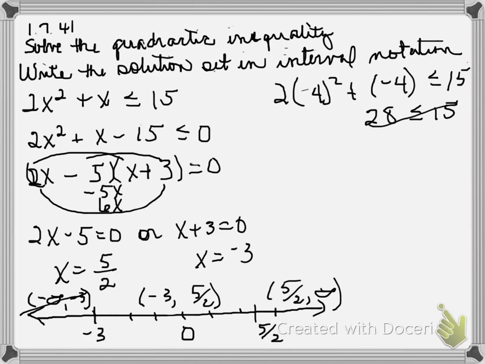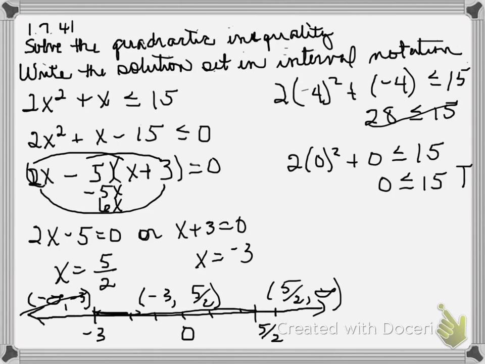All right, then let's try in between. Let's use the 0. So you would have 2 times 0 squared plus 0 is less than or equal to 15. 2 times 0 is 0, plus 0 is still 0. 0 is less than or equal to 15 is a true statement. So this region in between is part of my solution set.